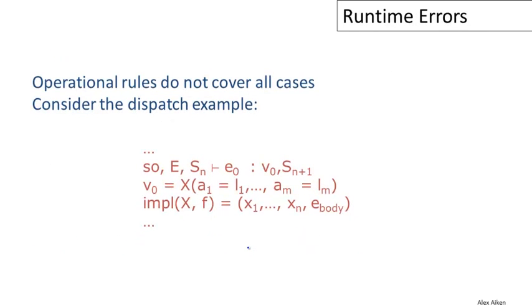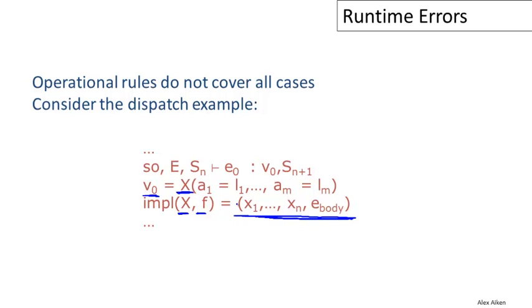So it's worth pointing out that while the operational rules are very detailed, they intentionally omit some cases that you might think they should cover. So let's take a look at our dispatch example again. So here, notice that we look up the class of V0. So V0 is an object, and we check what its class tag is. And then we look up in that class the name of the method that we're dispatching to, and we get out the definition of the method, or enough of the definition of the method that we can write the rest of the rule.